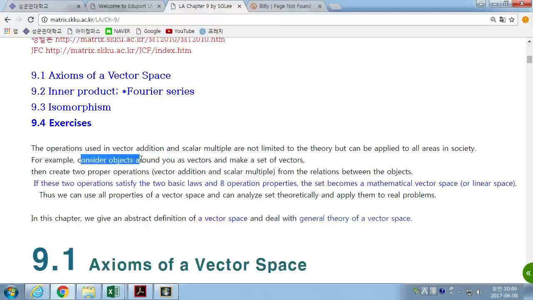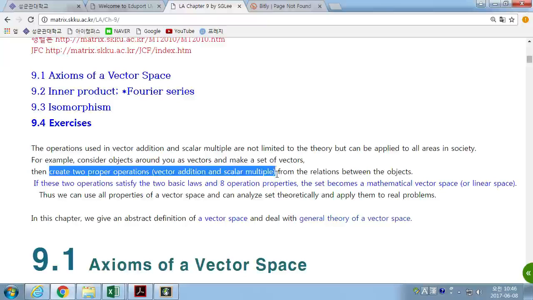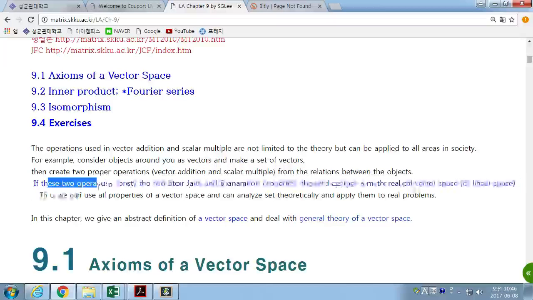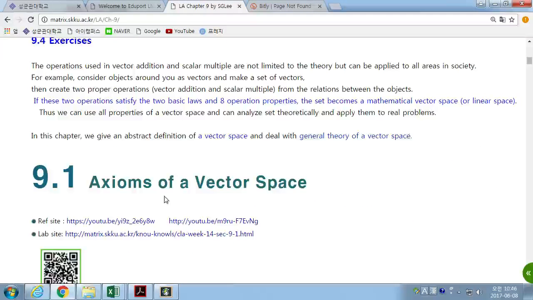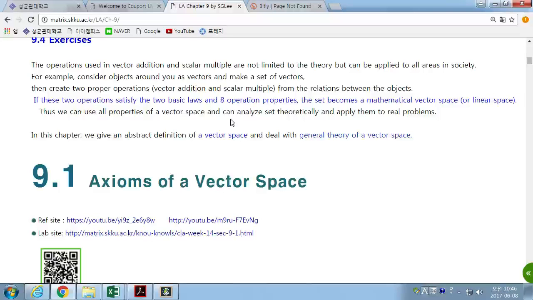For example, consider objects around you as vectors and make a set of vectors. Then create two proper operations, such as vector addition and scalar multiplication, from the relationship between the objects. If these two operations satisfy two basic laws and 8 operation properties, then the set of vectors becomes a mathematical vector space. Then we can use all the nice properties that vector space has.